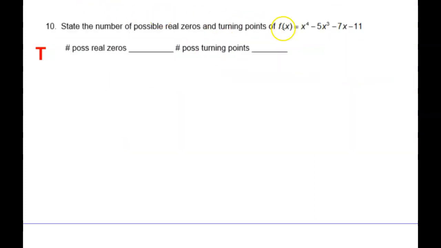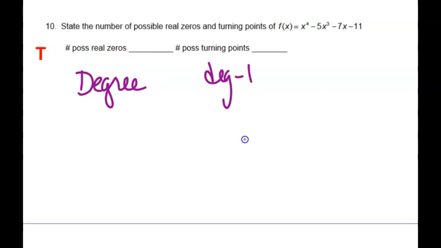Number 9. Oh, please don't get this question wrong. Oh, gritting my teeth. The number of possible real zeros is the degree, and the degree minus 1 is the number of turning points. What is the degree of this? Degree 4. So this is 4, and this is 3. Did I get that right?